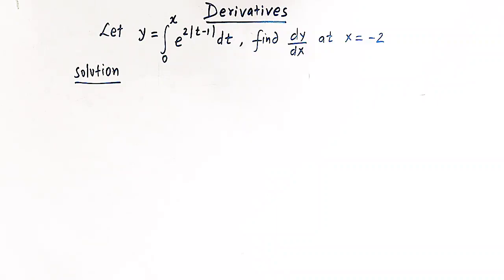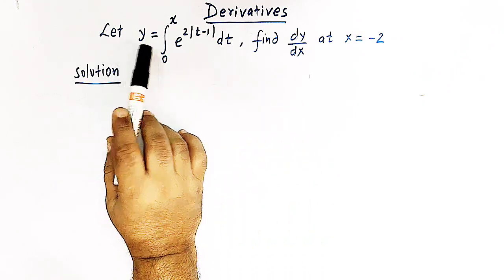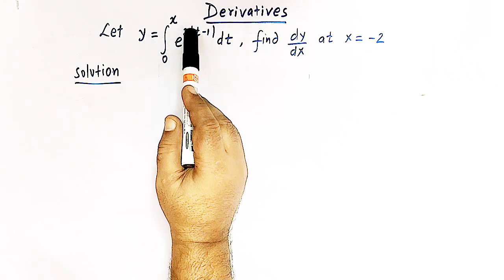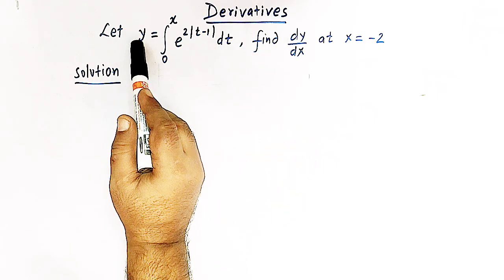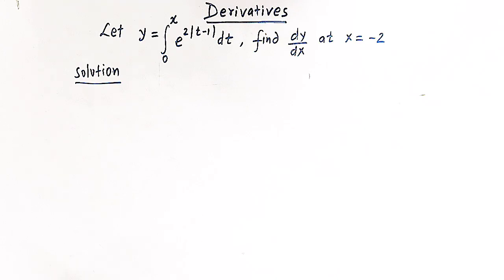Hello viewers, in today's session we are going to discuss another important problem from derivatives. We are given a function y that is equal to the integral from 0 to x of e raised to 2 times mod of t minus 1 dt, and we have to find the derivative of y with respect to x at x is equal to minus 2. To solve this problem we'll make use of Leibniz integral rule.